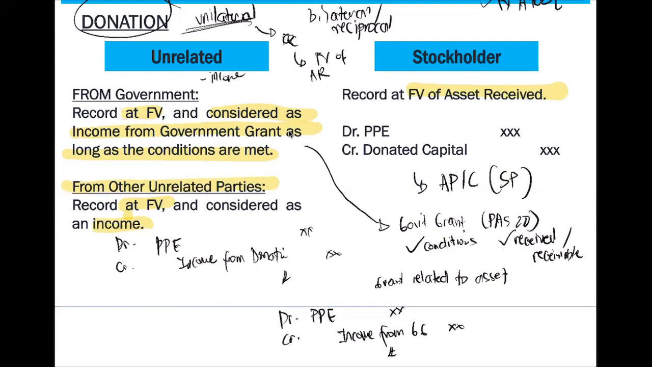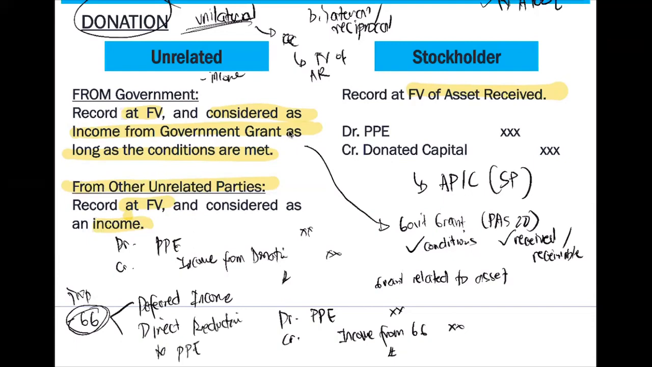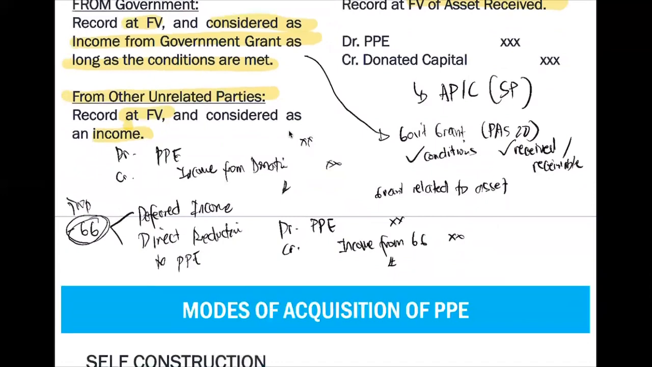But what if that particular donation is not really a donation of property, but only a subsidy on the purchase of your property? So for example, meron ka ng property, tapos nagbigay lang si government ng grant sa'yo. Anong treatment natin uli sa government grant na ganyan? We treat it as either a deferred income or a direct reduction to property, plant, and equipment. Di ba? It's either considered as a deferred income or a direct deduction to property, plant, and equipment.